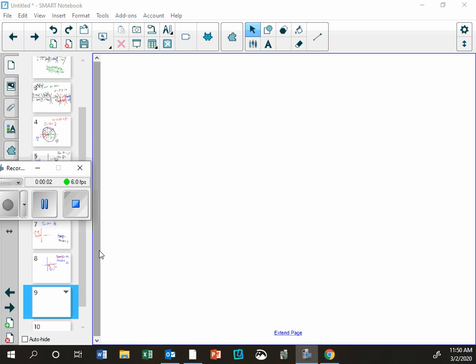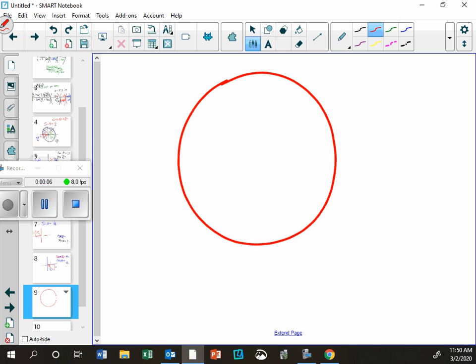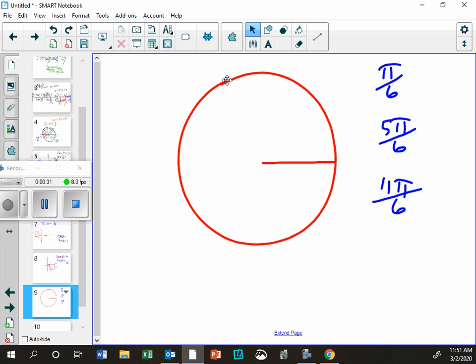Okay, for today it's a review for the circle trig test. If you knew nothing else, you should know where things like pi over 6 are, etc. So let's just first have you find a few places. Would you, and then check with your partner, find where pi over 6 and 5 pi over 6 and 11 pi over 6 are on this circle. Draw in those three spots.